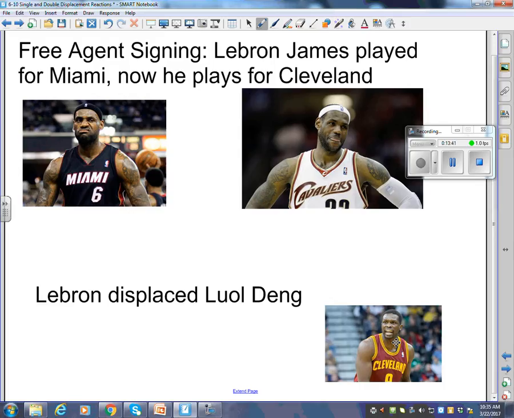Could be sports analogies. Yeah, Donald Trump kicked out Barack Obama. That's true. That's a good one. Scary. Well, I won't get into that, but he certainly displaced him.